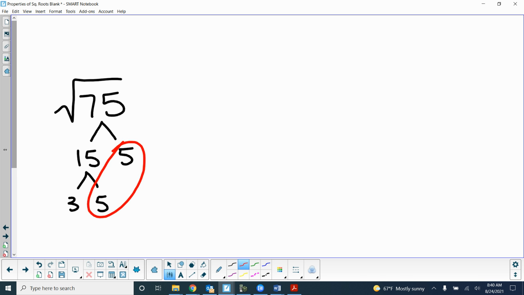So whatever you have that's a pair of something, you can bring it out front of the radical sign. So I can bring that 5 out front. And then whatever's left stays underneath where the radicand goes. Okay, so that's the square root of 75 simplified in simplest radical form: 5 times the square root of 3, or 5 radical 3. You guys remember that from Algebra 1, hopefully?